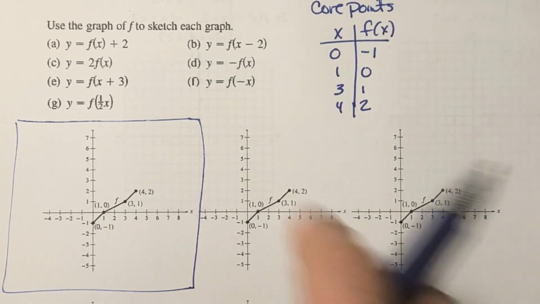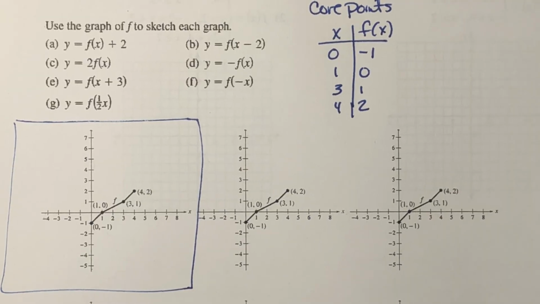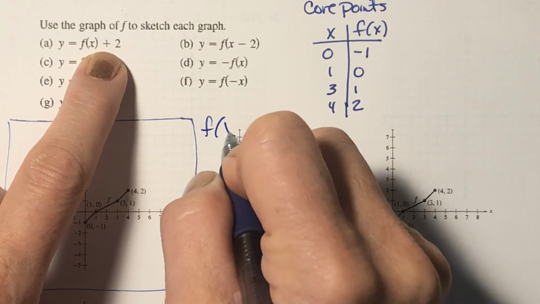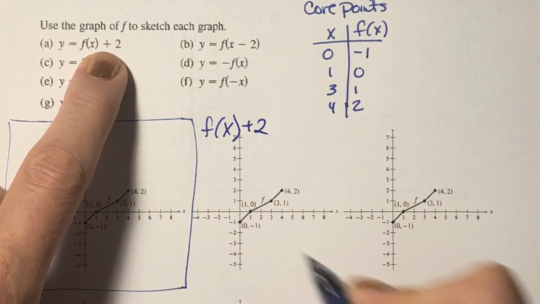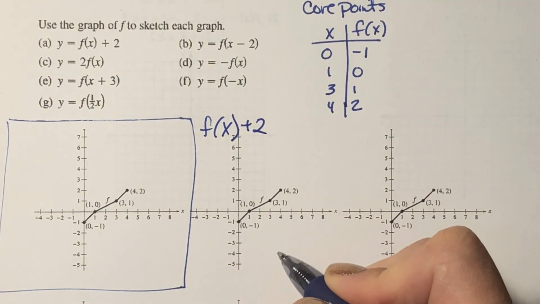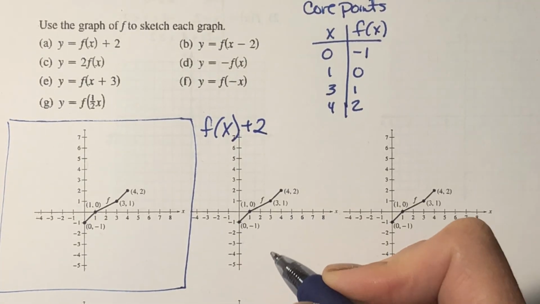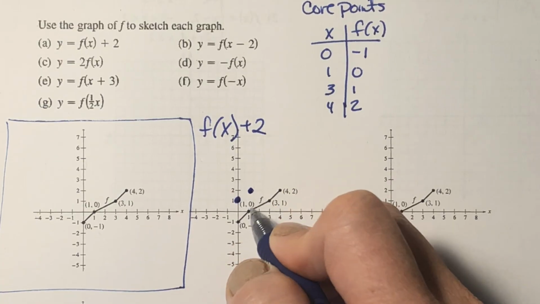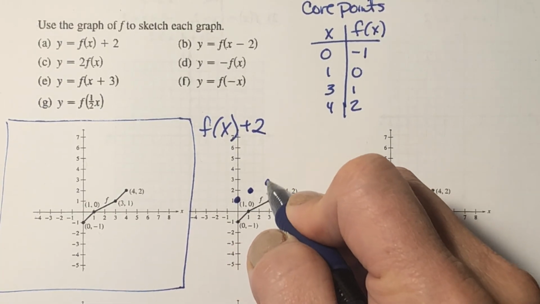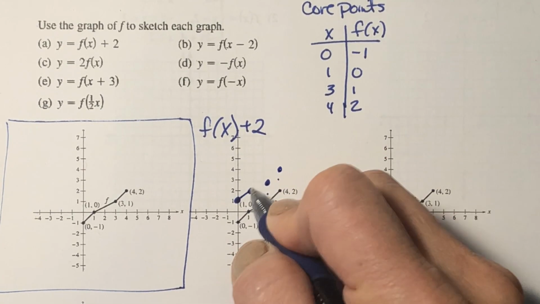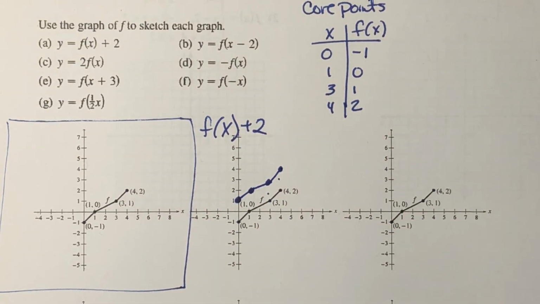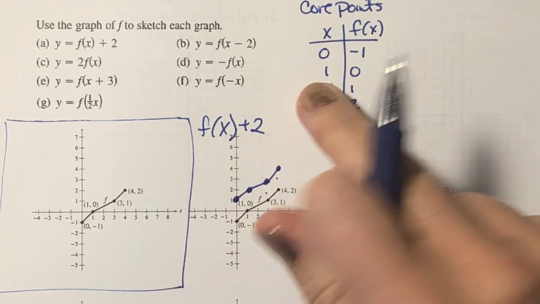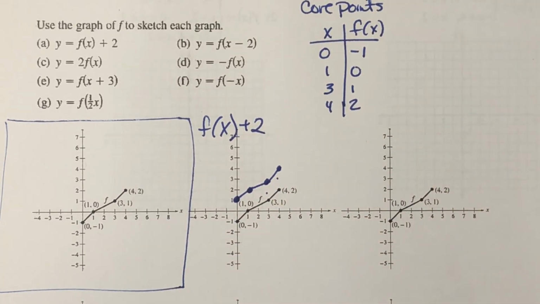Our very first one, letter A, has the function f of x with an outside +2. So f of x +2. I'm going to take each of these coordinates and add 2 to their f of x value. So really it's essentially just a shift up 2. Each one, I take the ordered pair and shift up 2. Then I connect the points and there it is. You can see that the whole graph has shifted up 2. If you wanted, you could take your core points and add 2 to each of the f of x's.